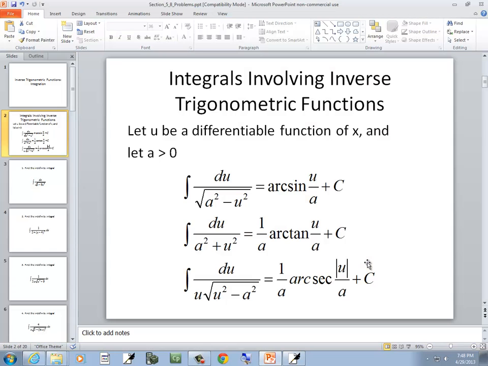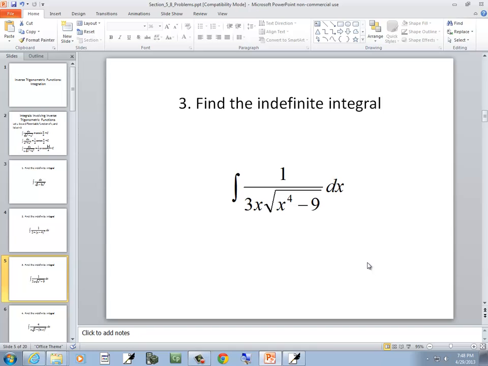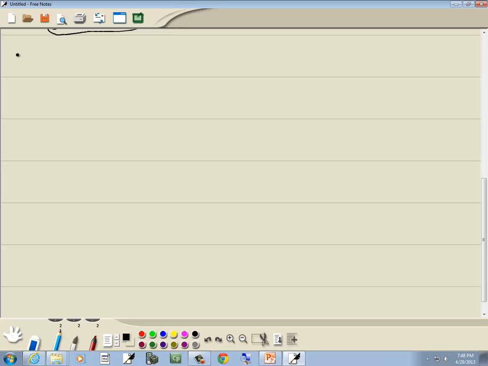Okay, let's look at our next problem. Number 3. We've got the integral of 1 over 3x square root of x to the 4th minus 9 dx.